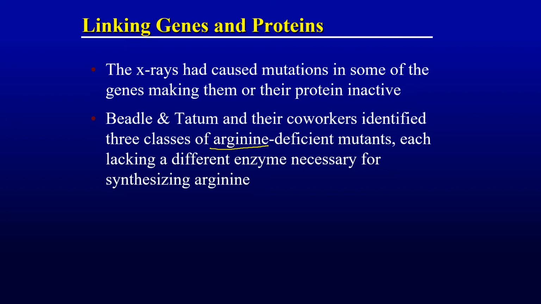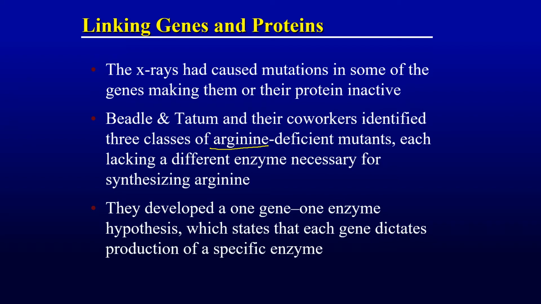And it turns out each of those 3 classes of arginine deficient mutants lacked a different enzyme that was essential for synthesizing arginine. So based on their experiments, and I'll elaborate on their experiments in a moment, they developed a 1 gene, 1 enzyme hypothesis. And that states that each gene dictates or directs the production of a specific enzyme. So that was their idea or their model at the time based on their results. So let's have a little closer look at the experiments that they did.